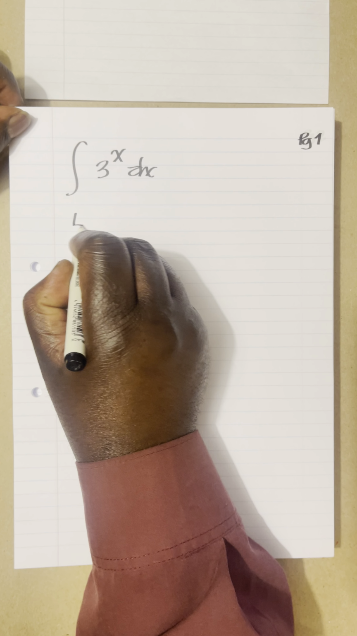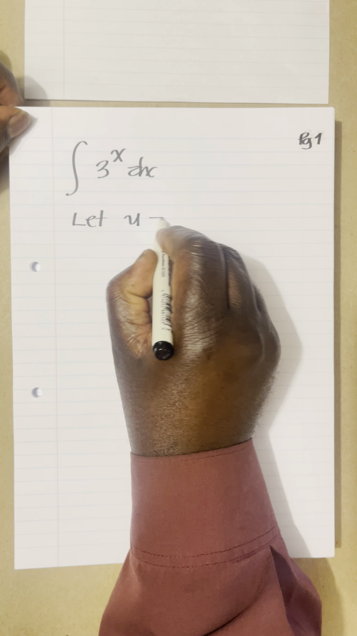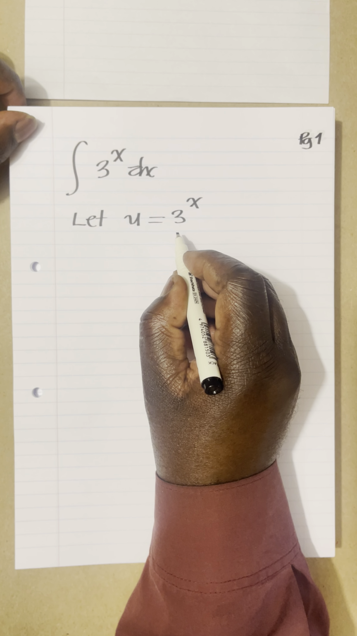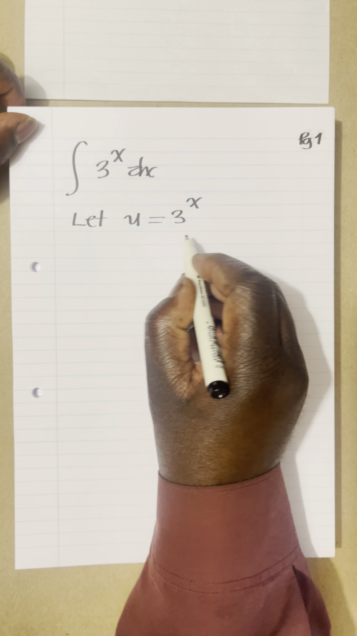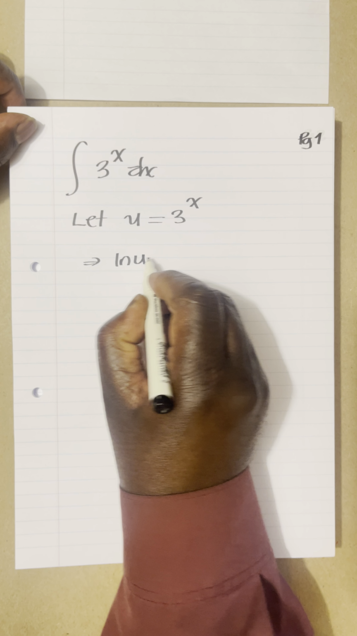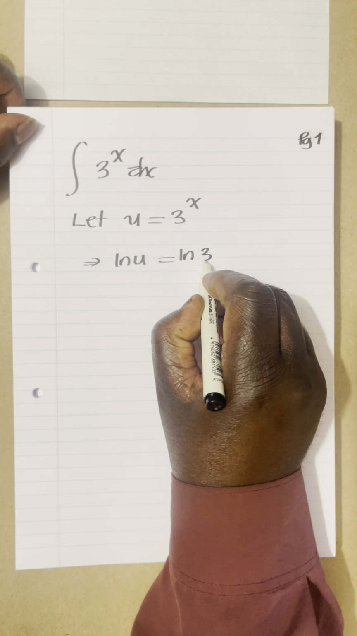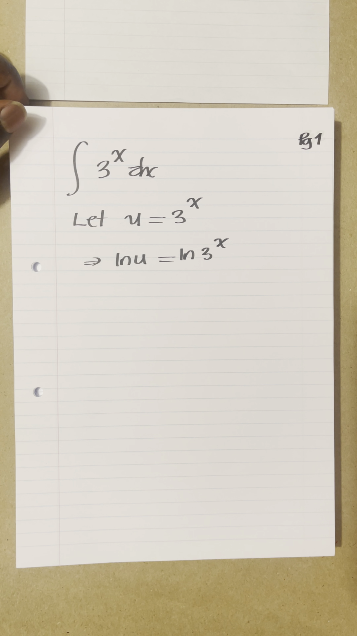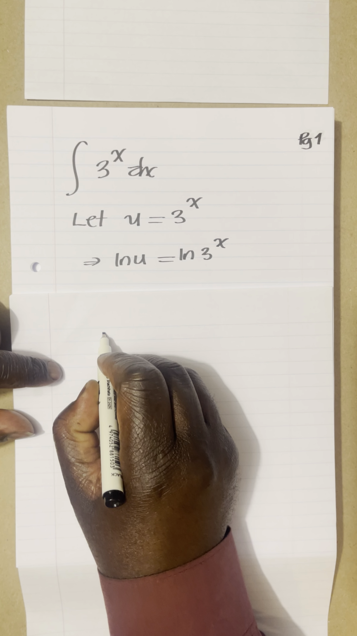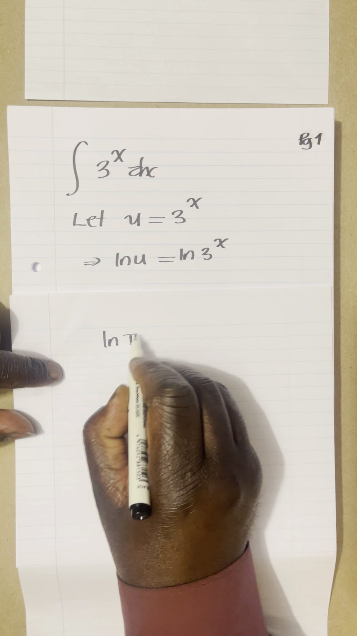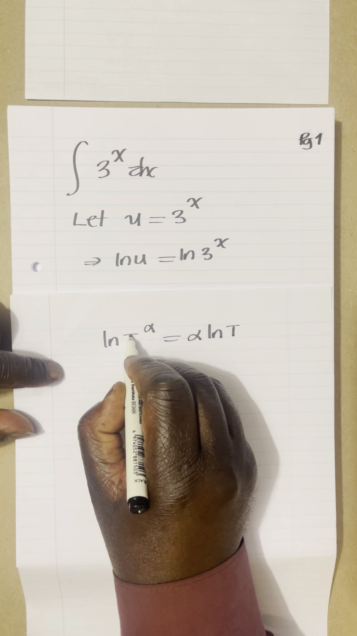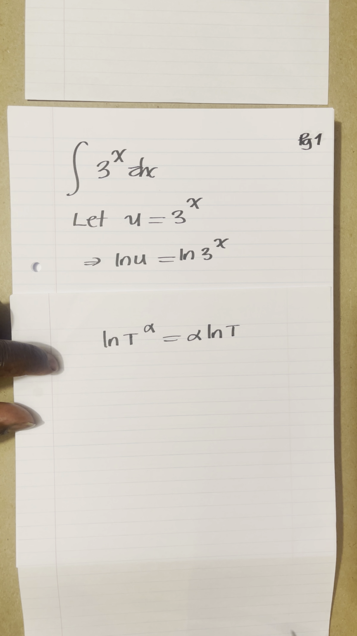Like I said, we let u be equal to 3 to the power x. And being that on the right hand side we have an exponential function, we have to take natural log on both sides. So this implies the natural log of u is equal to the natural log of 3 to the power x. Now, at this point, I'm going to have to remind you of one of the laws of logs, which says the natural log of t to the power alpha is equal to alpha times the natural log of t. This is one of the laws of logs.